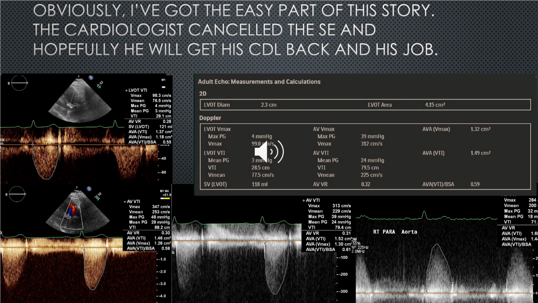Obviously, I had the easy part of this story. He was in a sinus rhythm for me and was very cooperative. Not a great patient for stress echoes, and luckily the cardiologist canceled that once I showed him the data on his aortic stenosis. So a little update to this slide actually is he did get his CDL back, and he was able to get back to his job.